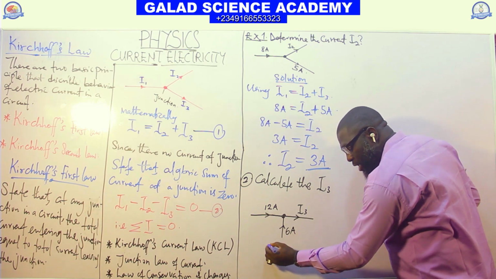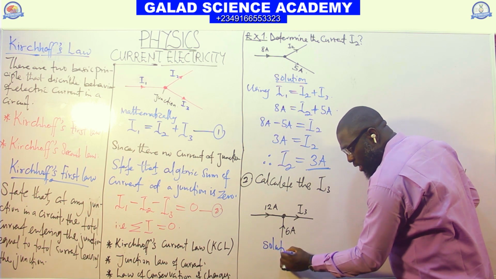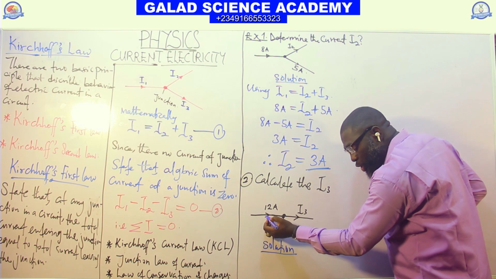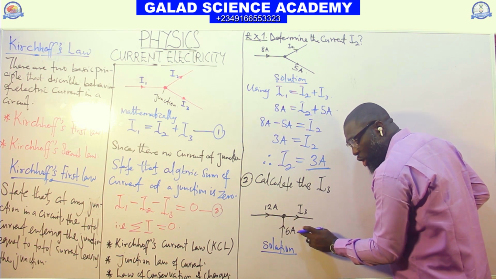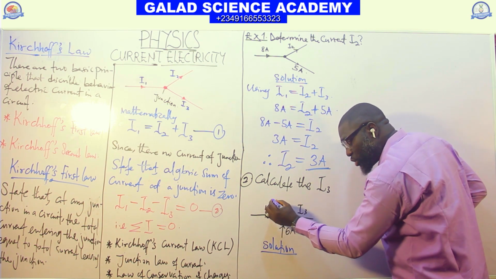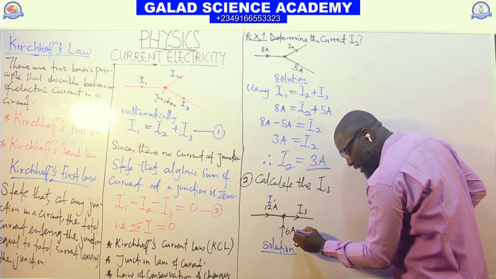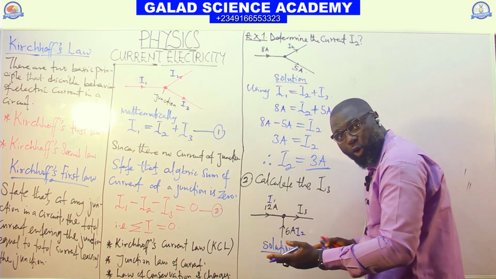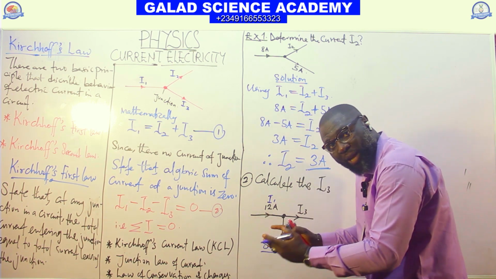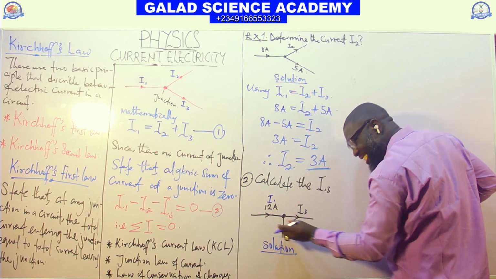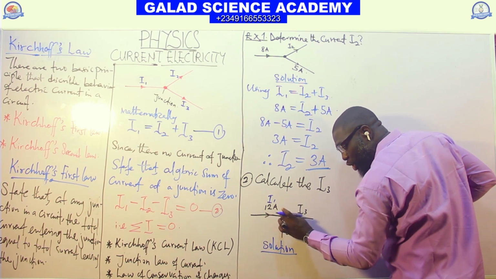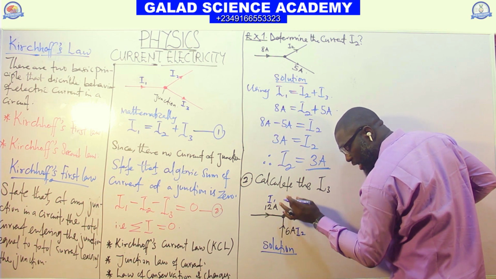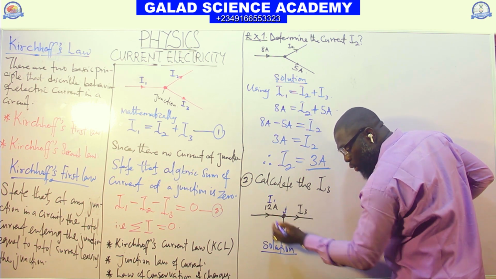How many currents are going to the junction here? See, 12 is going to the junction, 6 is going to the junction. So we can call this 12 I1, and this 6 I2. The sum of current that is going to the junction equals the sum that is leaving the junction. This is the junction J.